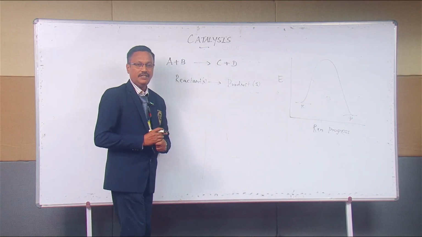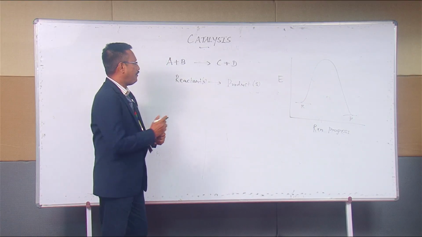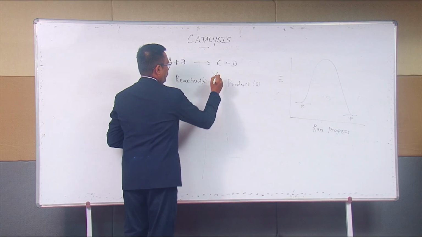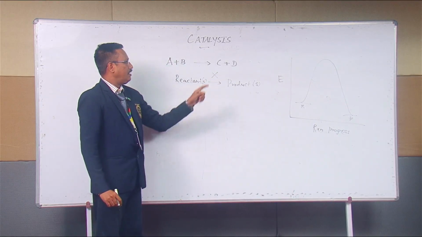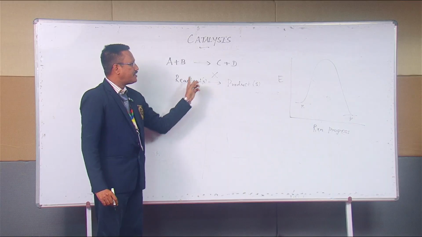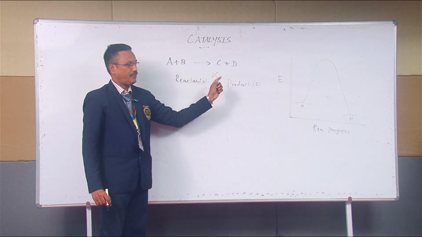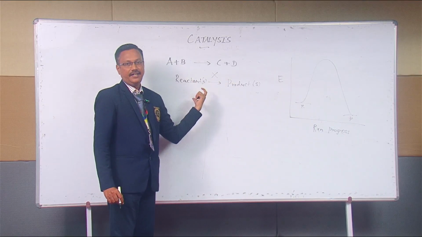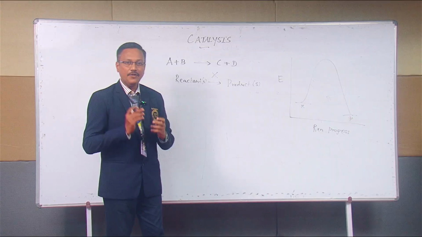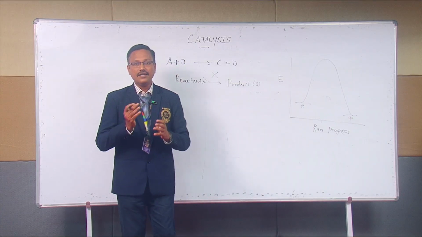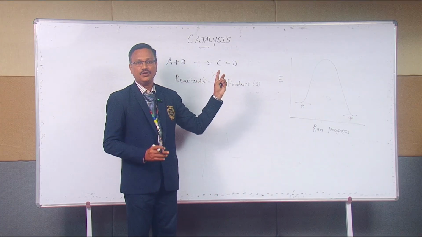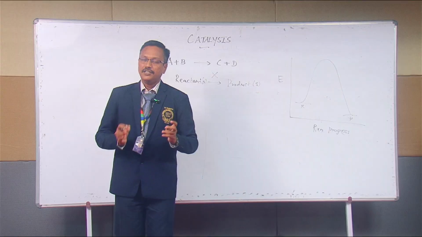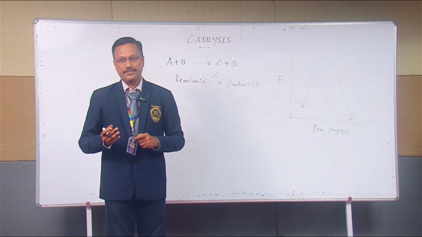At the same time, there are certain chemicals. Say for example, I am adding a chemical X. The X is changing the rate of the reaction. Any chemical substance that alters the rate of the reaction is known as catalyst. The process is known as catalysis.